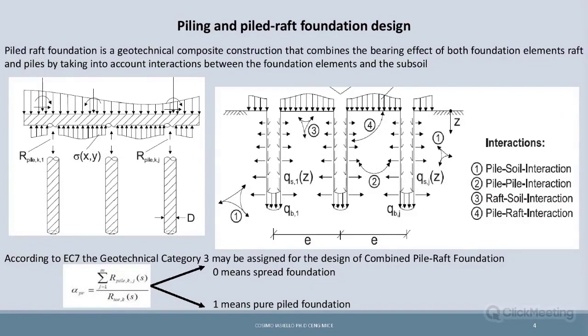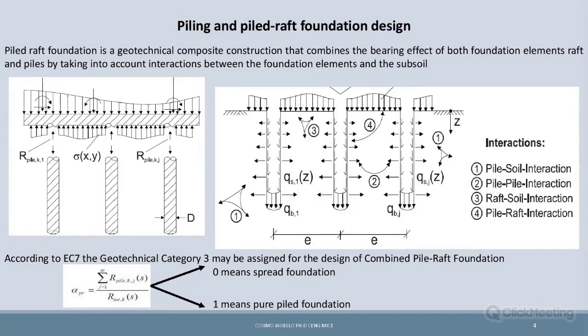In particular, it is important to underline that according to Eurocode 7, geotechnical category 3 may be assigned for the design of a combined pile raft foundation. This is important because some countries, for example my own country, Italy, or the UK, do not allow this geotechnical category 3. They allow category 1 or category 2.